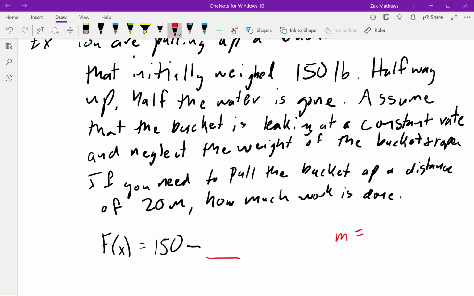We know that we have 150 initially. We're told that assuming the bucket is leaking at a constant rate, halfway up, half the water is gone. And so that means half of 150 would be 75.